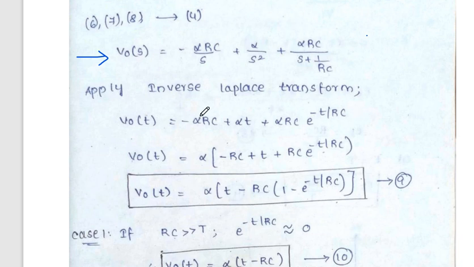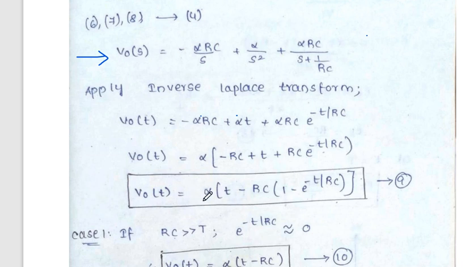Now, all three terms on the right hand side have the value of alpha. Therefore, take alpha as common. Therefore, alpha times minus RC plus t plus RC into e power minus t by RC.